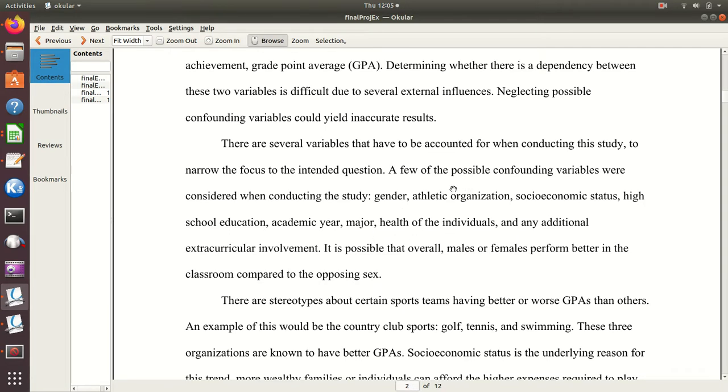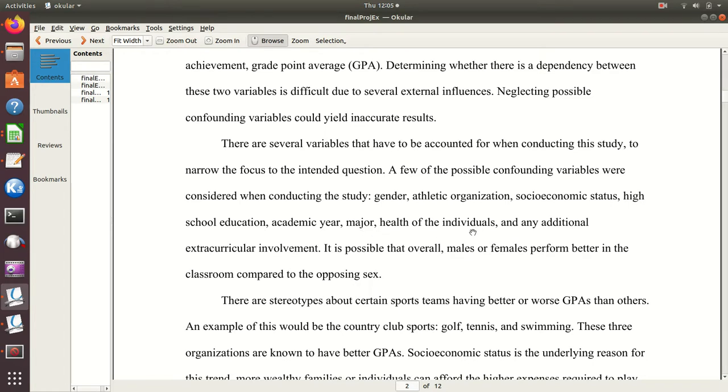Athletic organization, so again, things like NAIA, NCAA, that kind of thing. Socioeconomic status, high school education. Again, not all students come in with the same preparation, so that could matter. Academic year, yeah, freshmen tend to have lower GPAs than seniors. The major, certainly some majors probably have lower GPAs than others.